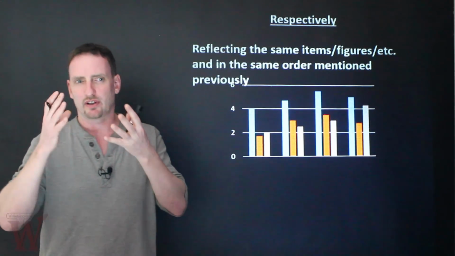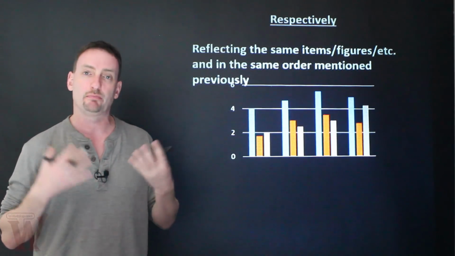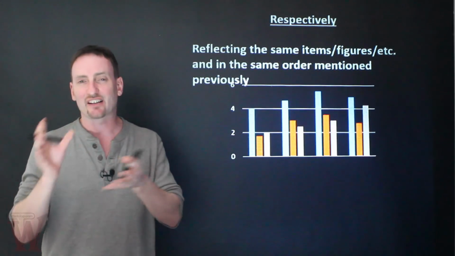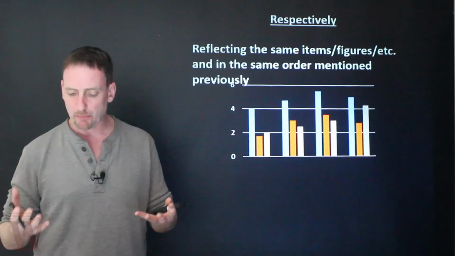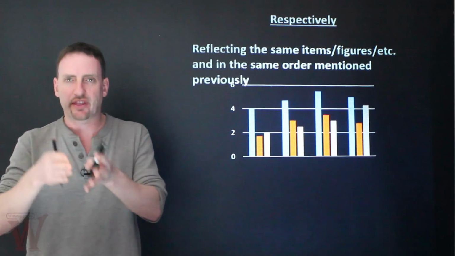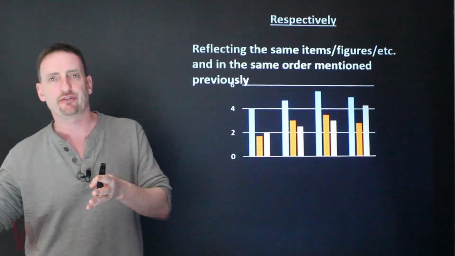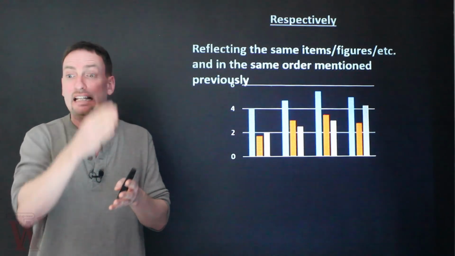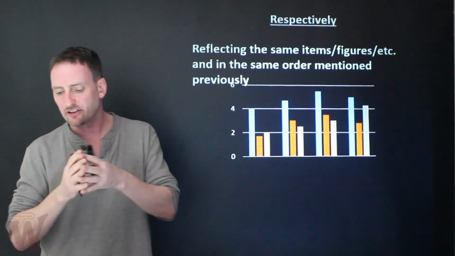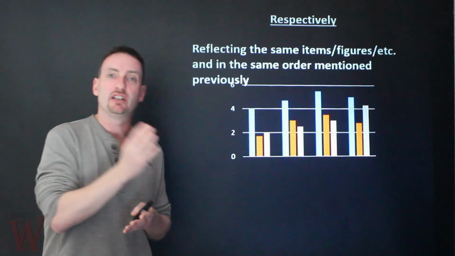Now, let's get to respectively. A lot of you have seen this word, a lot of you have tried to use it, many of you misuse it or use it incorrectly or don't exactly know how it works. But respectively basically means that you're putting things in a list and then you're reflecting on that list in the same order, okay? So the same items, figures, etc. in the same order mentioned previously.